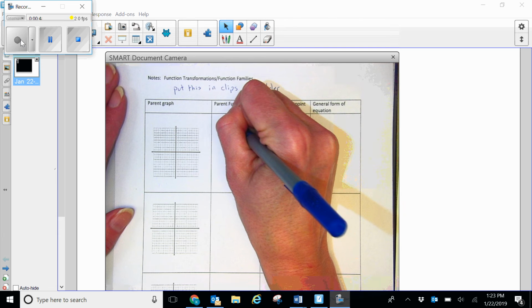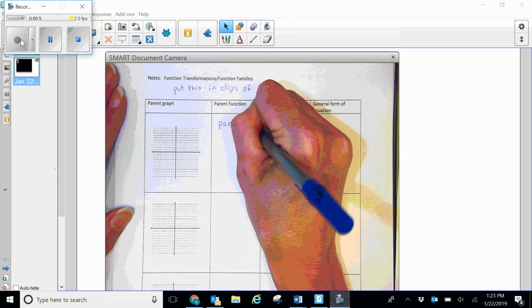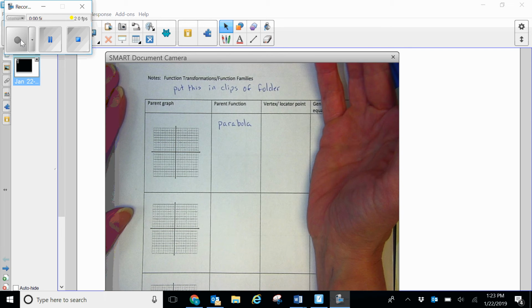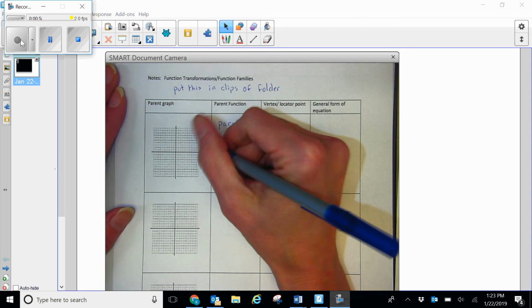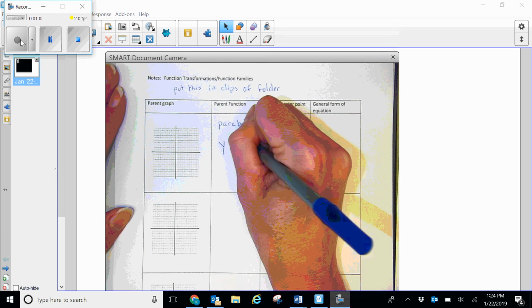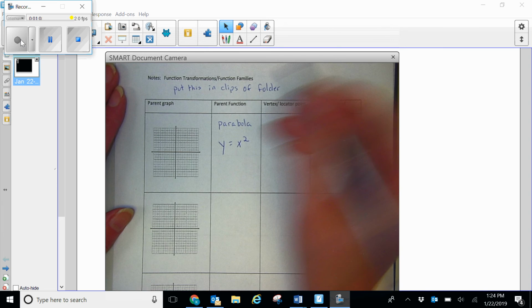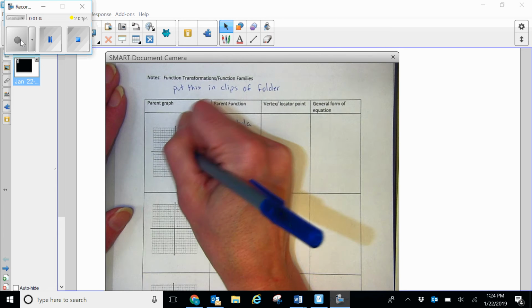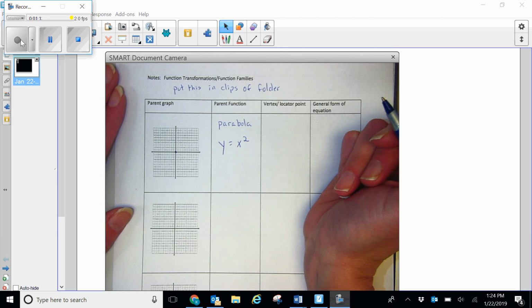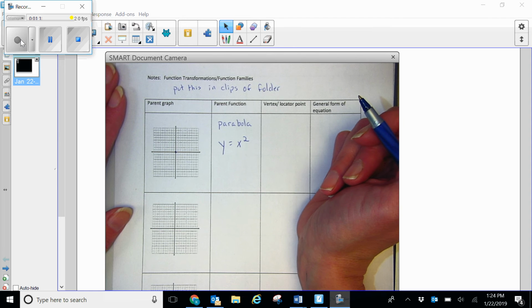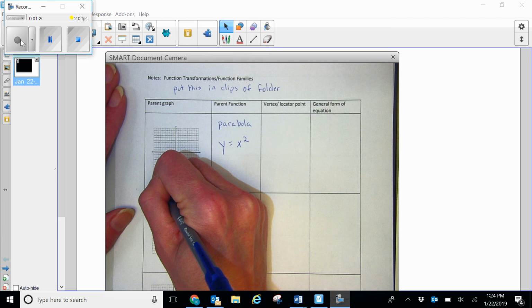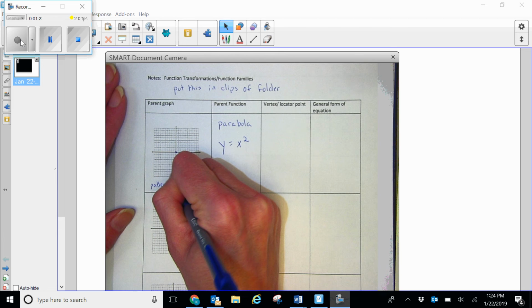And the parent function is the simplest version of a function. It hasn't been transformed. It has its main key point or locator point at 0, 0 most of the time. So y equals x squared is the simplest parabola we can graph. And if we make a graph of that, it has its vertex at 0, 0. And parabolas, if they have not been stretched or compressed, follow a specific pattern of 1, 3, 5, 7, 9, or odd numbers.